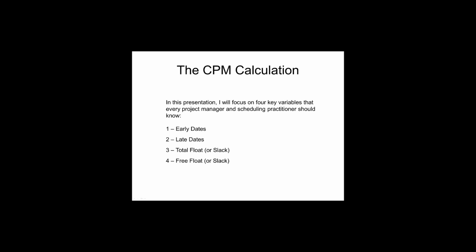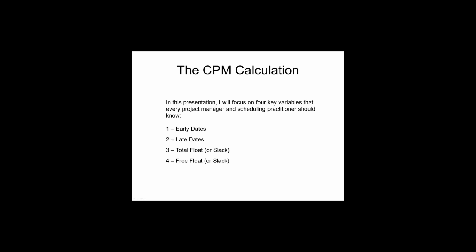In this presentation, I will focus on four key variables that every project manager and scheduling practitioner should know: early dates, late dates, total float, or slack as it is sometimes called, and free float, or slack as it is sometimes called.